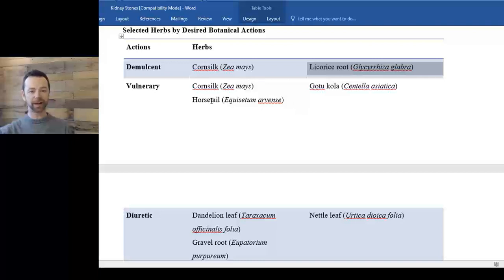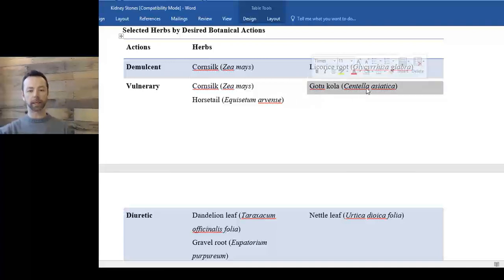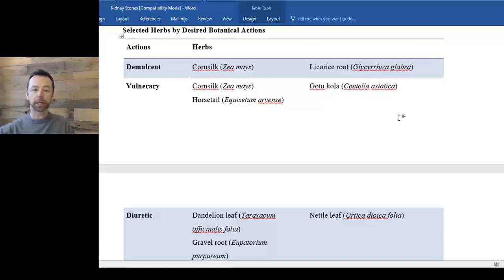Vulneraries. Corn silk's my favorite. I'm not so sure how vulnerary horsetail is, but you'll see it in a lot of traditional formulas. And this one, Gotu kola, probably is quite good. The research is starting to pile up, suggesting it's a reasonably good topical vulnerary, and we're starting to use it more and more as such. It's a bit of an adaptogen as well, which I like, and I'm starting to experiment putting it into some of my kidney stone formulas.